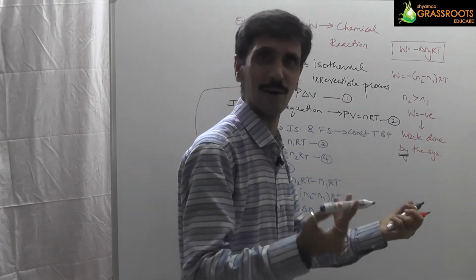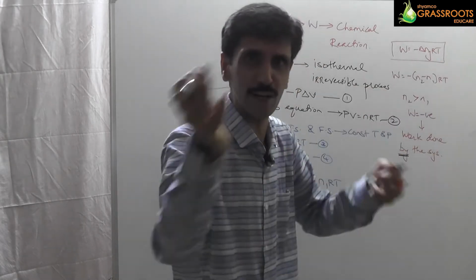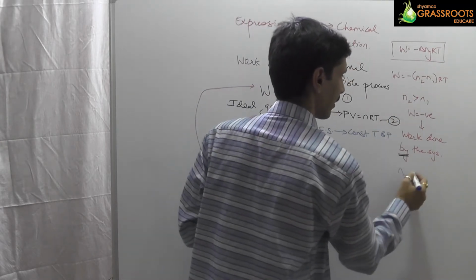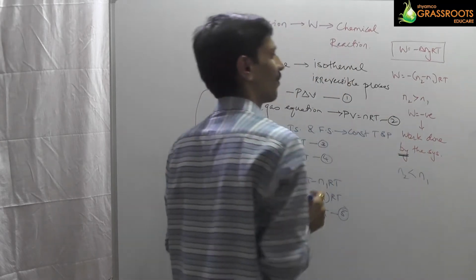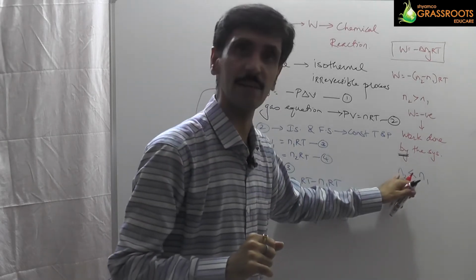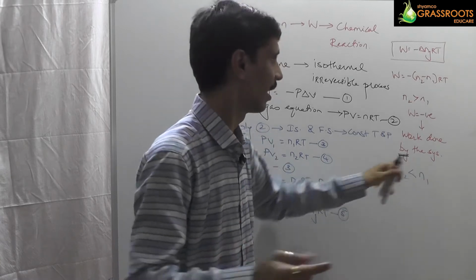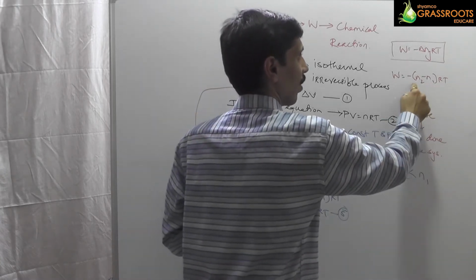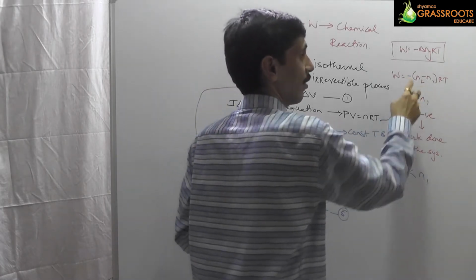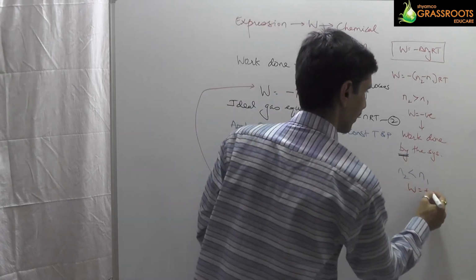Okay, I always say there is a way to study chemistry: read one concept and apply it to the others. So what we do now is consider the opposite: N2 is less than N1. That means the gaseous moles of the products is less than the gaseous moles of the reactants. So what will happen? N2 minus N1, meaning smaller minus larger, is always negative. You know this. So negative will be what? Positive. So we have W is positive.